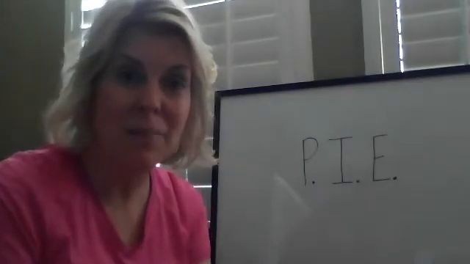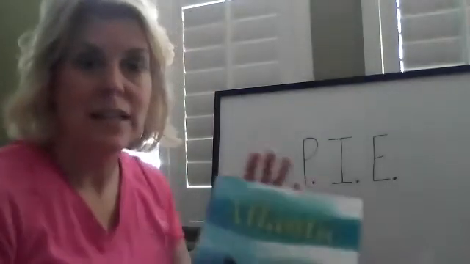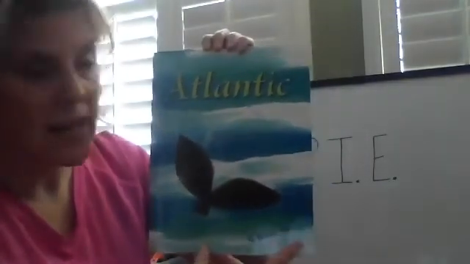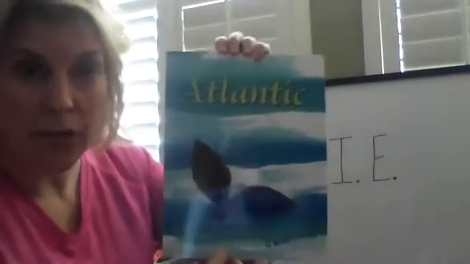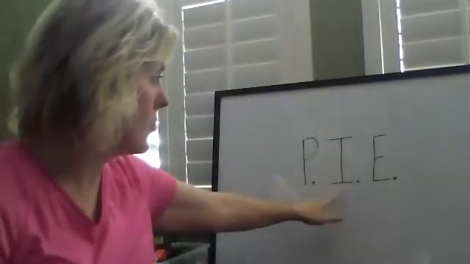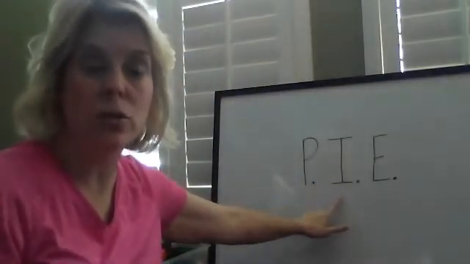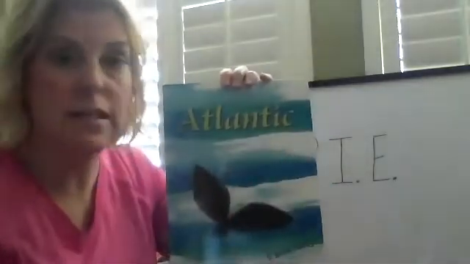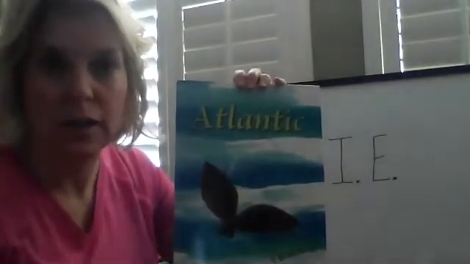Now, the book that we're reading today is called Atlantic. The author is G. Brian Karras. The author's purpose for writing this book is actually going to be more on the informational side, giving some information about the Atlantic. The Atlantic is the name of an ocean in the world. Let's get started.